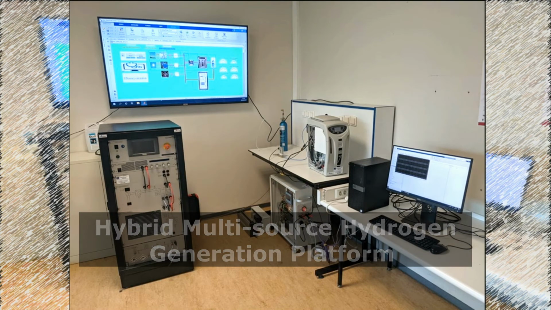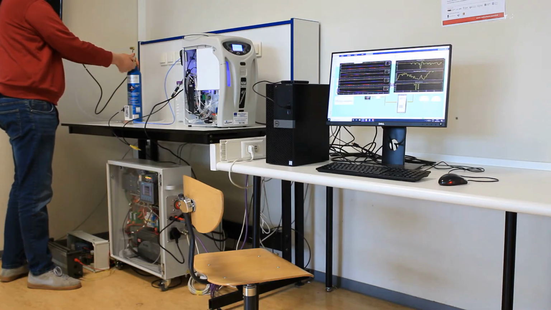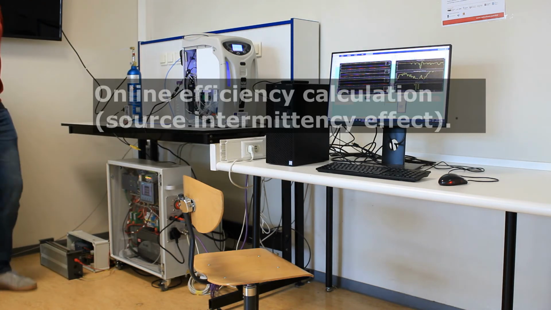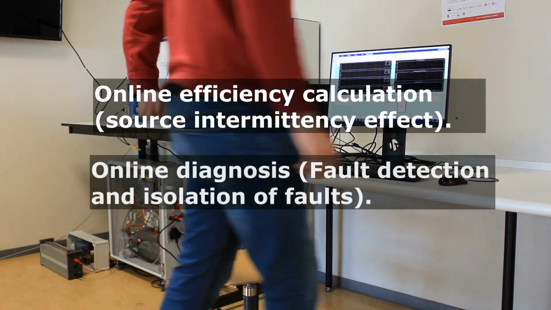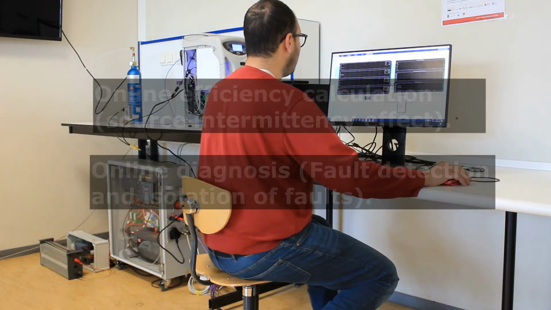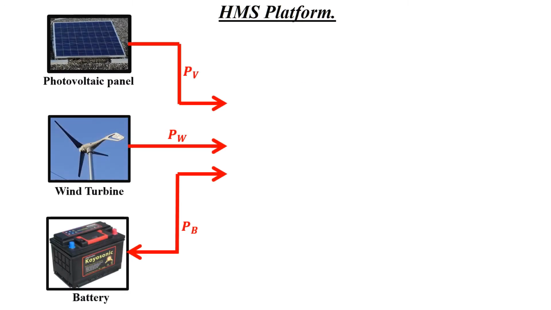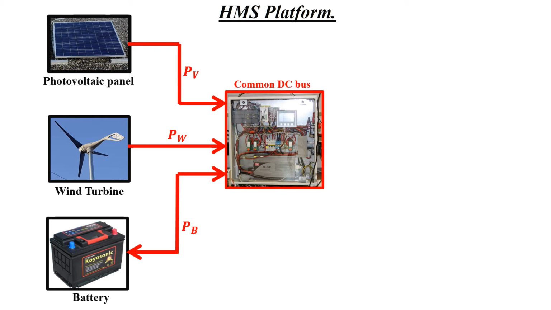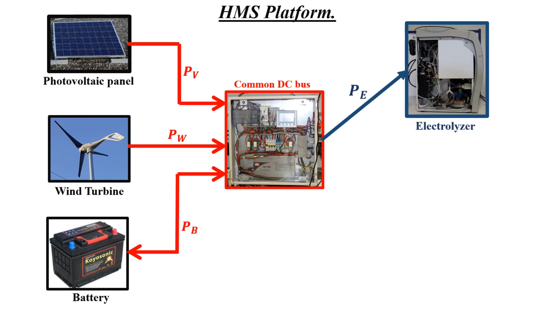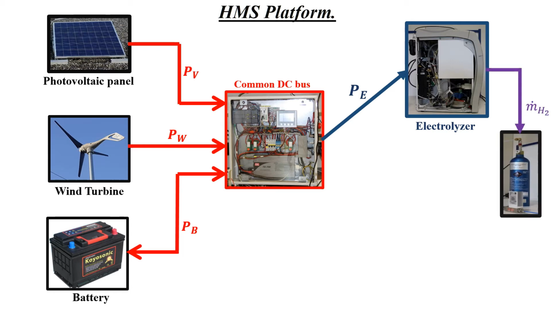The hybrid multi-source hydrogen generation platform, available at Polytech Lille, has been used to demonstrate the effectiveness of the developed model in online efficiency calculation and diagnosis for fault detection and isolation. The platform consists of photovoltaic panels, wind turbine, and batteries interconnected to the common DC bus presented by the electrical cabinet. This electrical cabinet contains the power converters which are used to control the power flow, and the controller used for supervision. The electrolyzer uses the power produced by photovoltaic panel and wind turbine to produce hydrogen gas, which is stored in the metal hydride canisters.